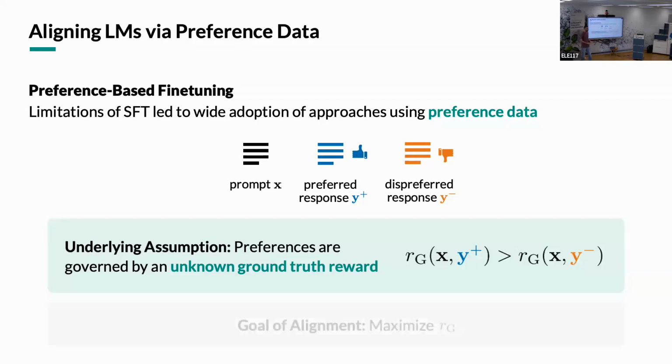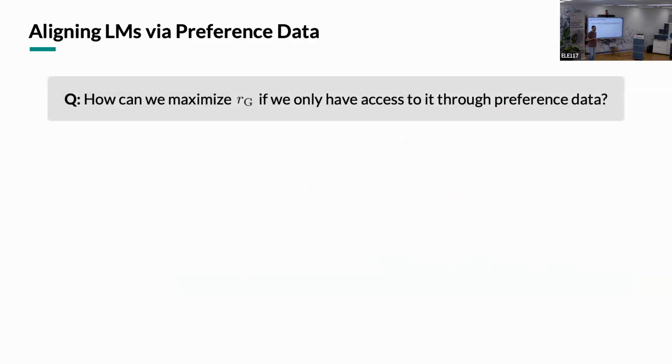We can now formalize the goal of alignment. What we want to do here is maximize this ground truth reward. We want our language model to produce responses that have a higher reward. Now, the main challenge is that we can't directly access this reward. We can only access it through preference data. So how can we maximize it?